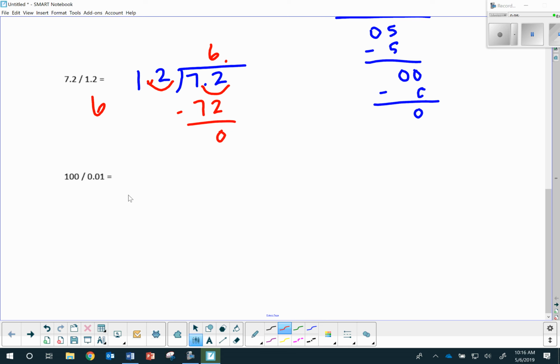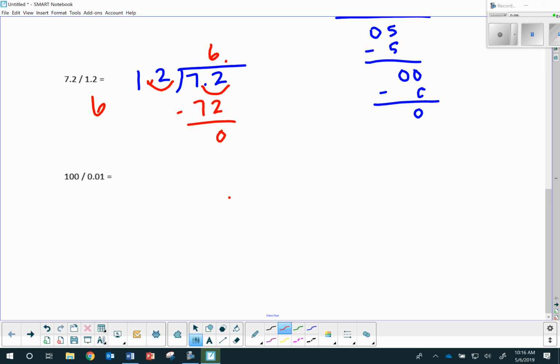All right, so hopefully you're seeing a pattern in that we move our decimal over in our divisor so that we have a whole number, and then we're going to do the same number of places in our dividend, and the decimal shoots straight up into our quotient. You do not want to have a decimal in your divisor.